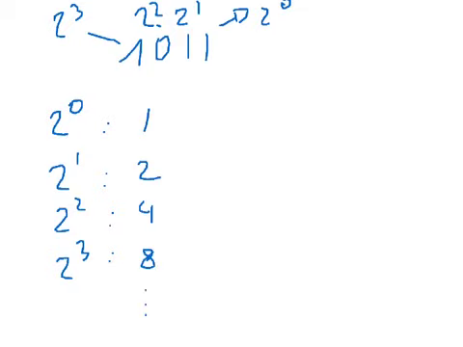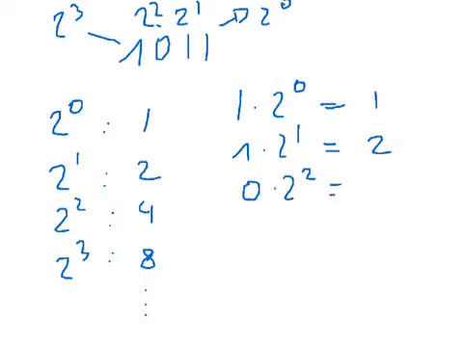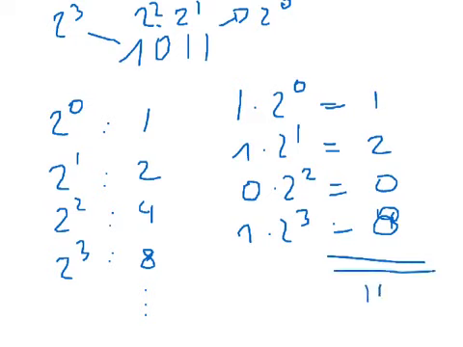Now we can do exactly the same thing. If you look at this, we have 1 times 2 to the power 0, we have 1 times 2 to the power 1, we have 0 times 2 to the power 2, and we have 1 times 2 to the power 3. This is actually 8, of course, 2 times 2 times 2. So adding them all up gives us 11. So we know that this number in binary becomes 11 in the decimal system.